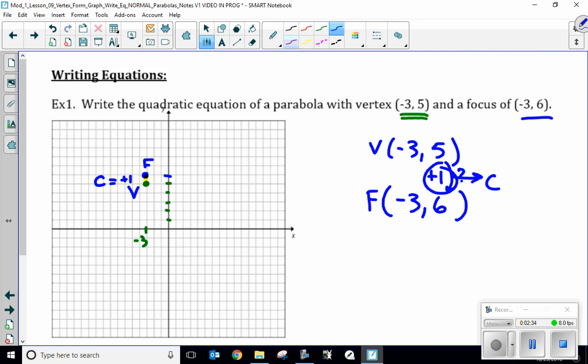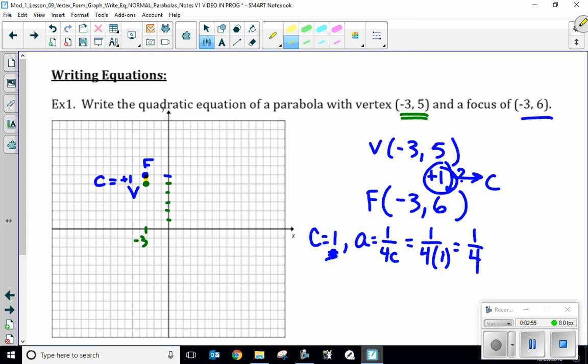So if I know C is 1, my A value is 1 over 4C. That's what we needed to remember, memorize this part. 1 over 4 times C, which is 1. So my A value is actually 1/4. Now, I have everything I need to write the equation. I have my vertex, and now I have my A value. And why is that important?